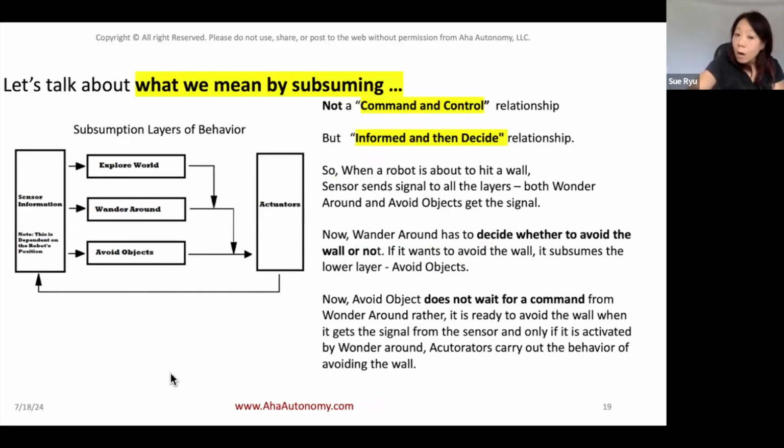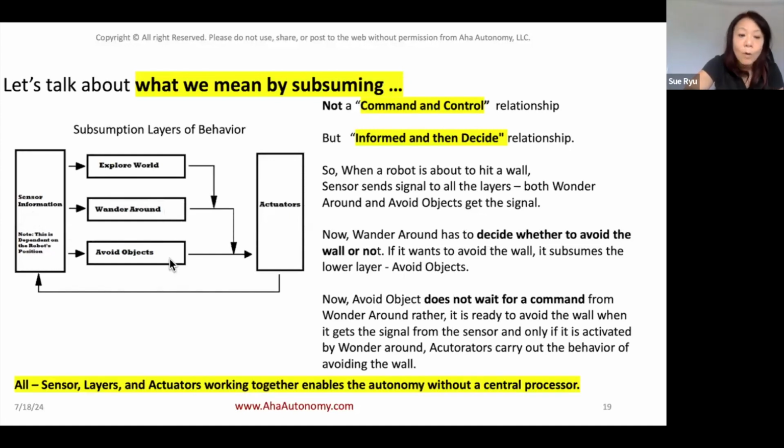Now, let's dig into what I mean by subsuming, because subsuming is not something that we use normally, right? Who uses subsuming? So let's dig in to what subsuming means in this case. First of all, it is not a command and control relationship. It is more of an inform and decide kind of relationship. As I was telling you before, when a robot is about to hit the wall, the sensor sends a signal to all the layers, in this case wander and avoid object. Now, wander around has to decide whether to avoid the wall or not. And if it wants to avoid the wall, then it subsumes the lower layer of behavior, which in this case is avoid object, to avoid the wall.